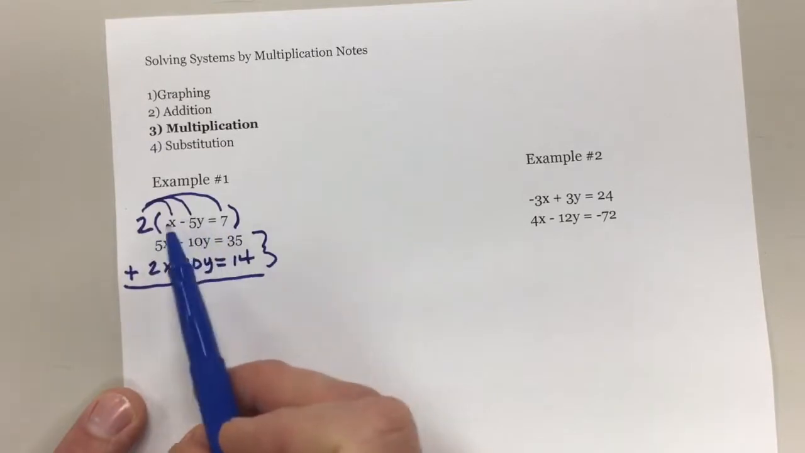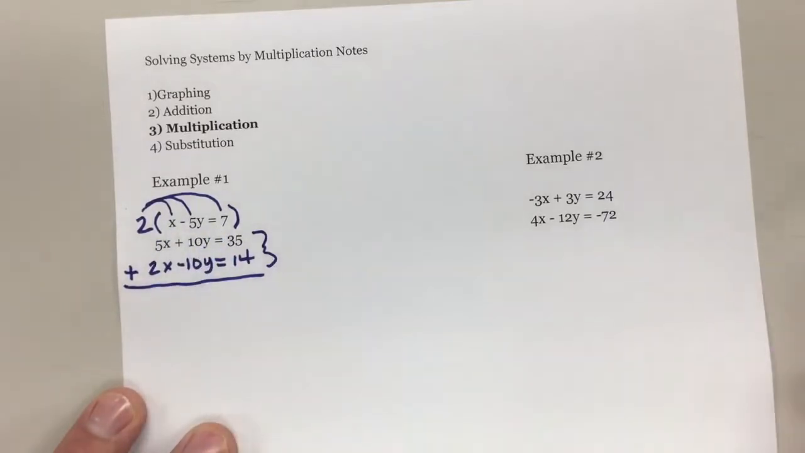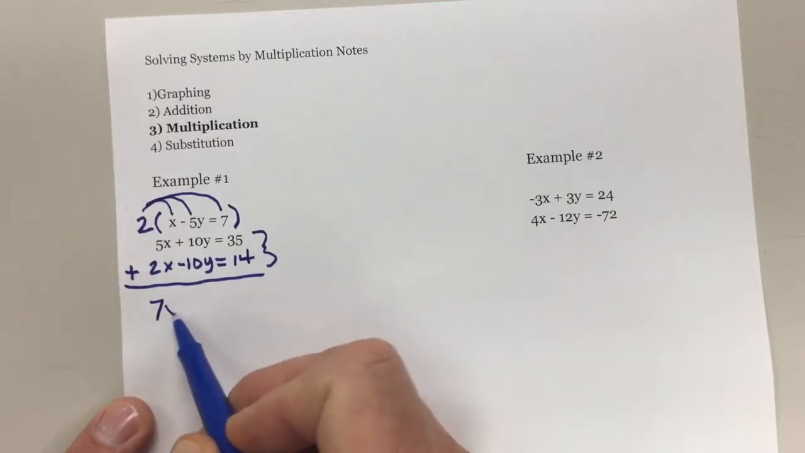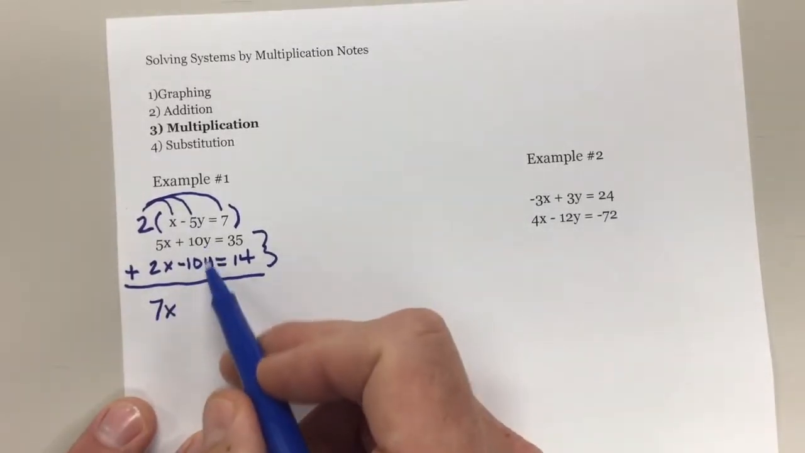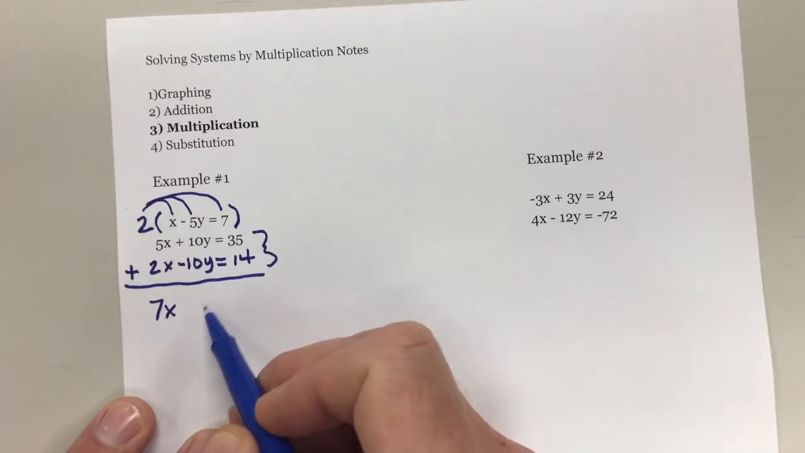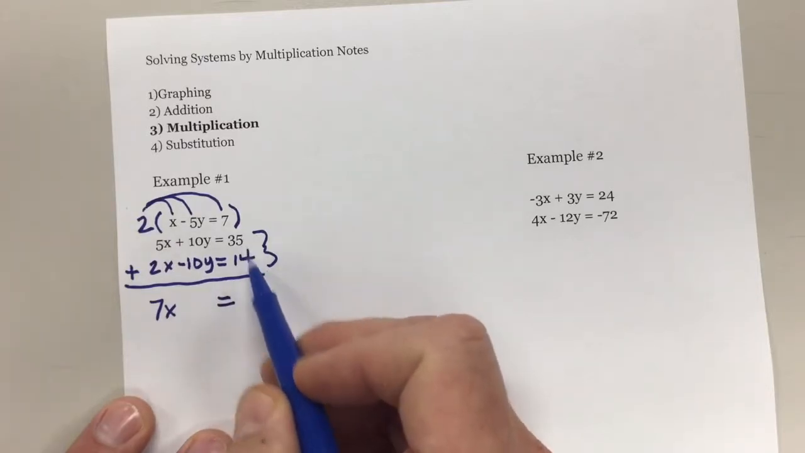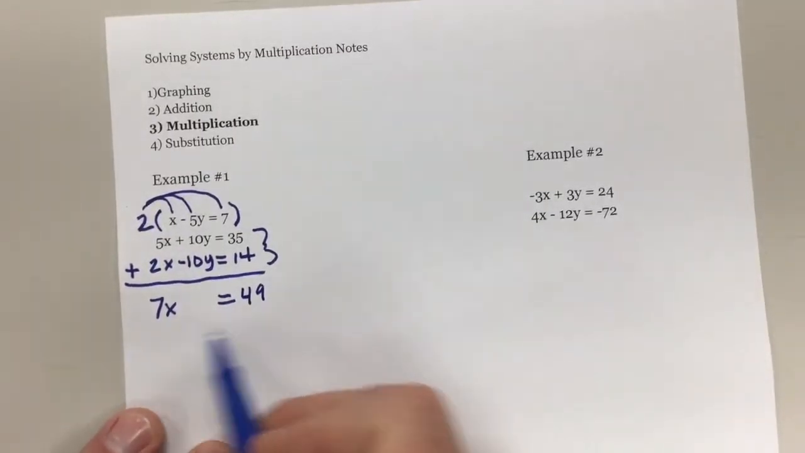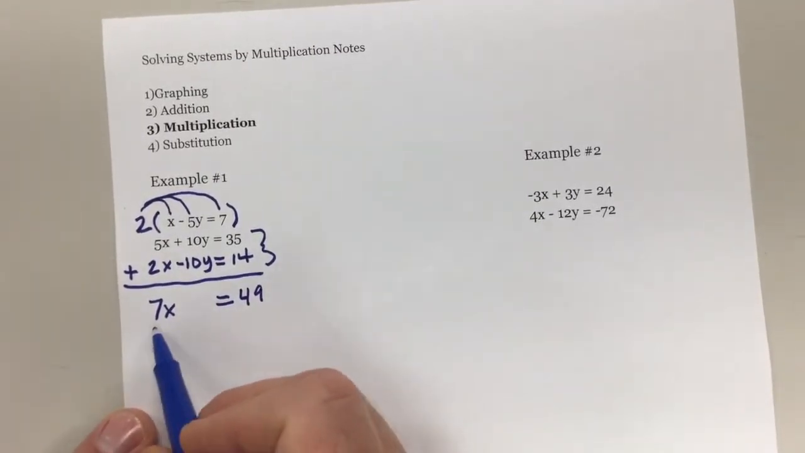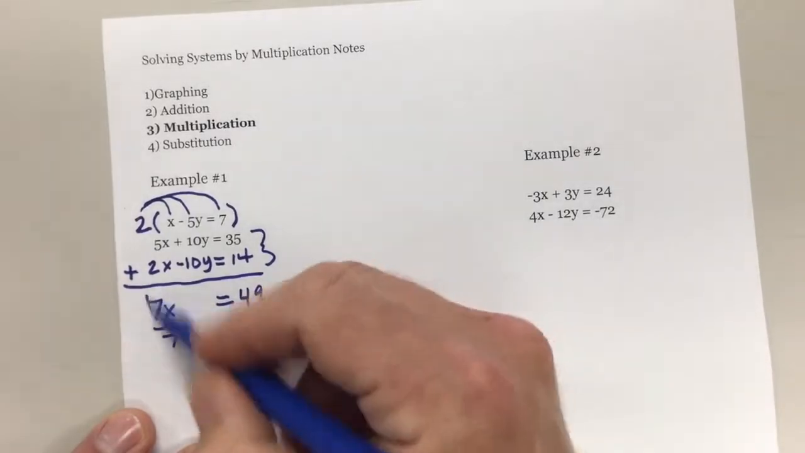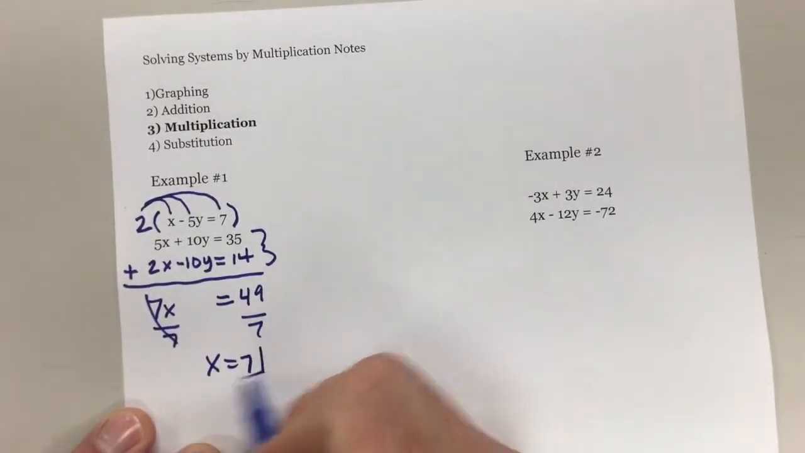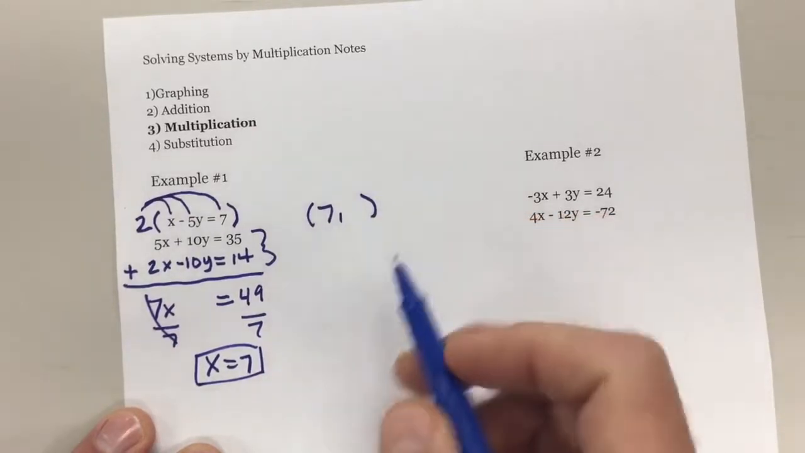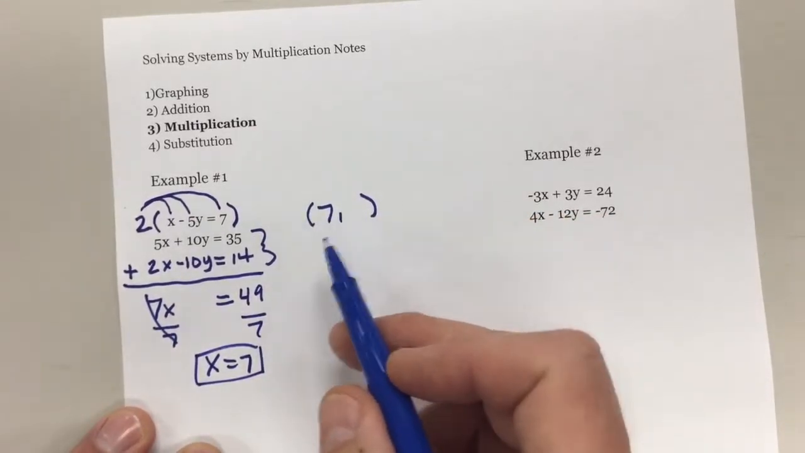So I changed this equation so that something would cancel out. So 5x plus 2x would be 7x. 10y and negative 10y would cancel out, it would be 0, so I'm not going to write that. And 35 plus 14 is 49. Now I can just solve this for x. Since it's 7 times x, I would divide by 7 on both sides. I'd get x is 7. So I am halfway to my solution. I have that x is 7.